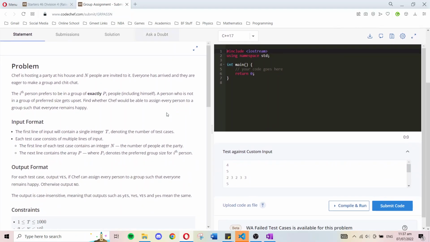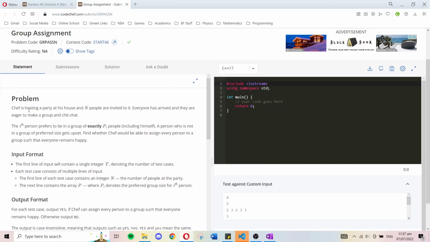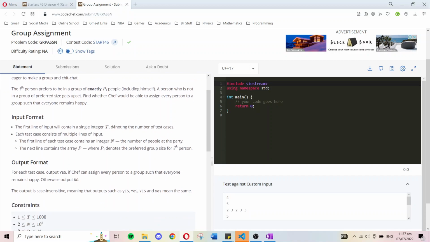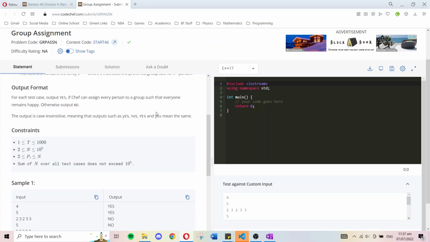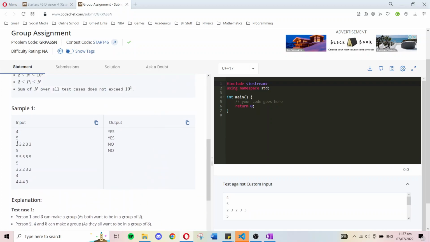Okay, so group assign. Chef is hosting a party at his house, and N people are invited to it. Then the ith person prefers to be in a group of exactly p sub i people. So meaning, if you're given an array, the first person wants to be in a group that contains exactly 2 people. The second wants to be in a 3-man group. The third wants to be in a 2-man group, and so on and so forth.